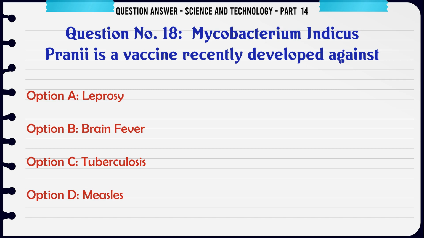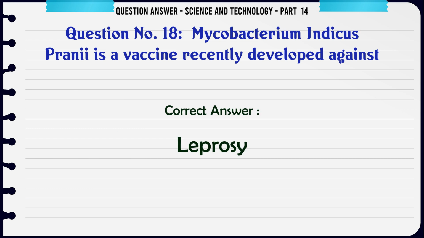Mycobacterium indicus pranii is a vaccine recently developed against A. Leprosy. B. Brain fever. C. Tuberculosis. D. Measles. The correct answer is leprosy.